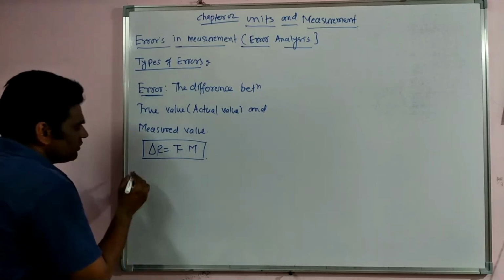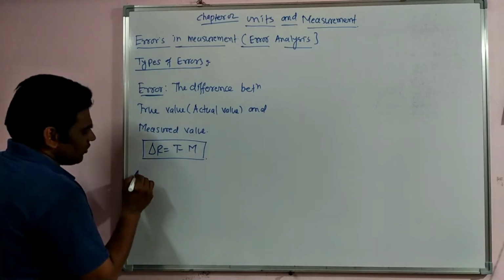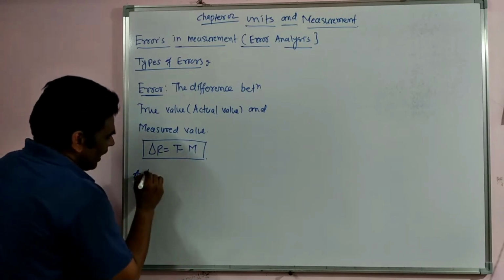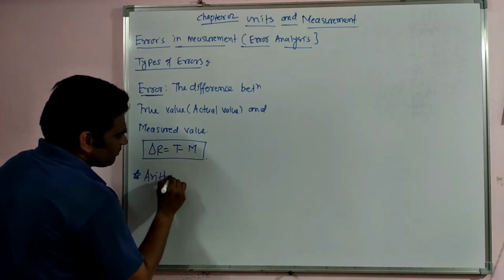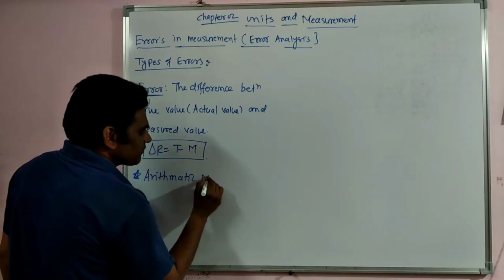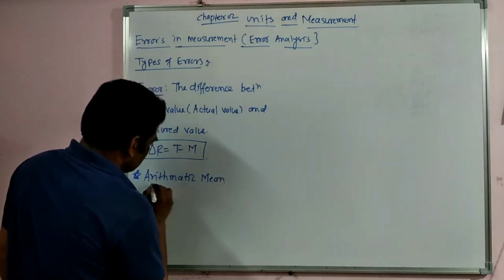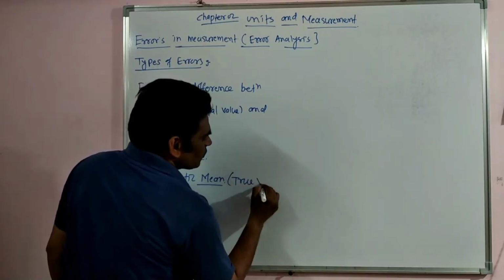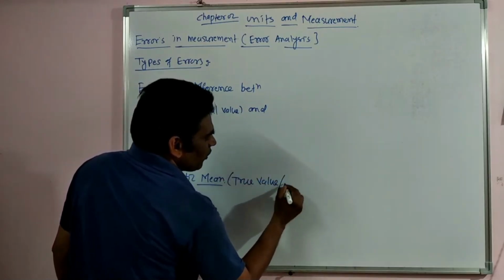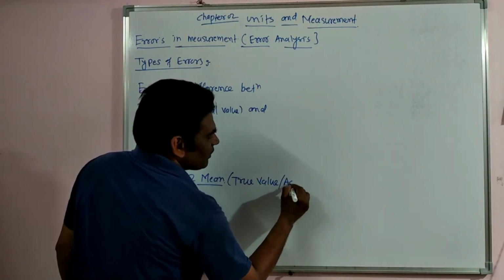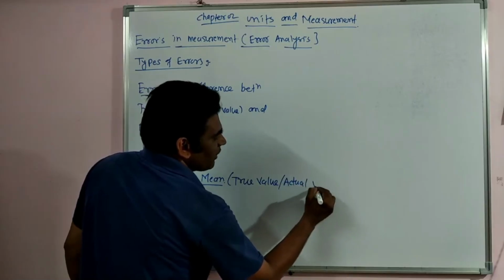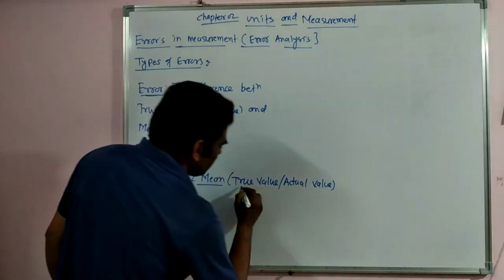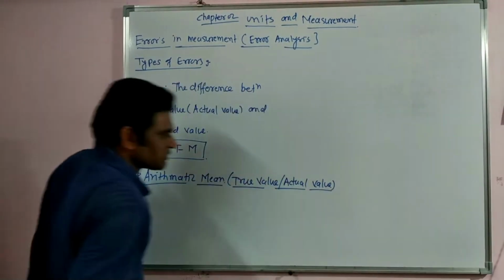Now, before we discuss types of error, we will see arithmetic mean. Or this is called true value also. This is called true value, true value or actual value. Okay. Now, what is this?